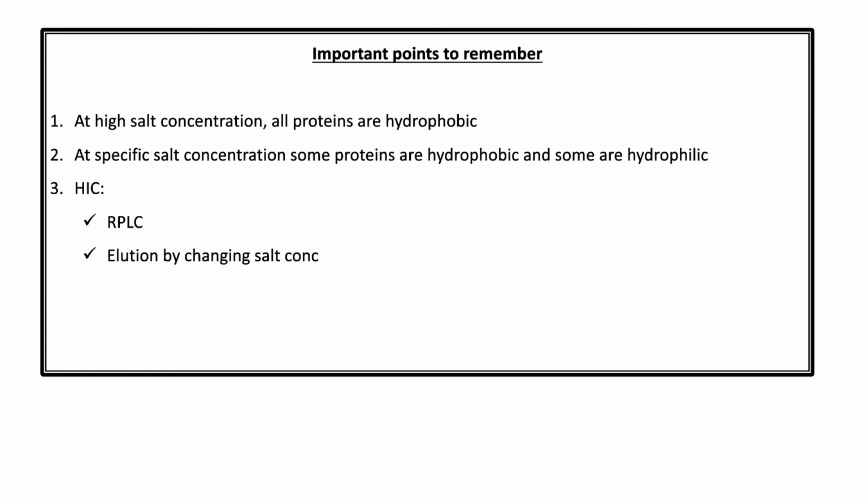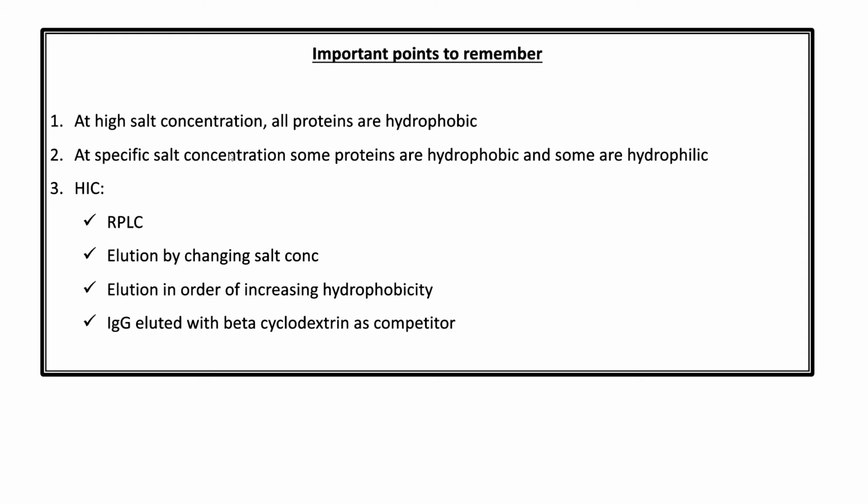When all the proteins are hydrophobic in the first instance, they are eluted by changing the salt concentration, and they are eluted in the order of increasing hydrophobicity. And one very specific example, when the salt concentration is specific, is immunoglobulin G eluted with beta cyclodextrin as the competitor. So these are the points that you must remember. So that was hydrophobic interaction chromatography.